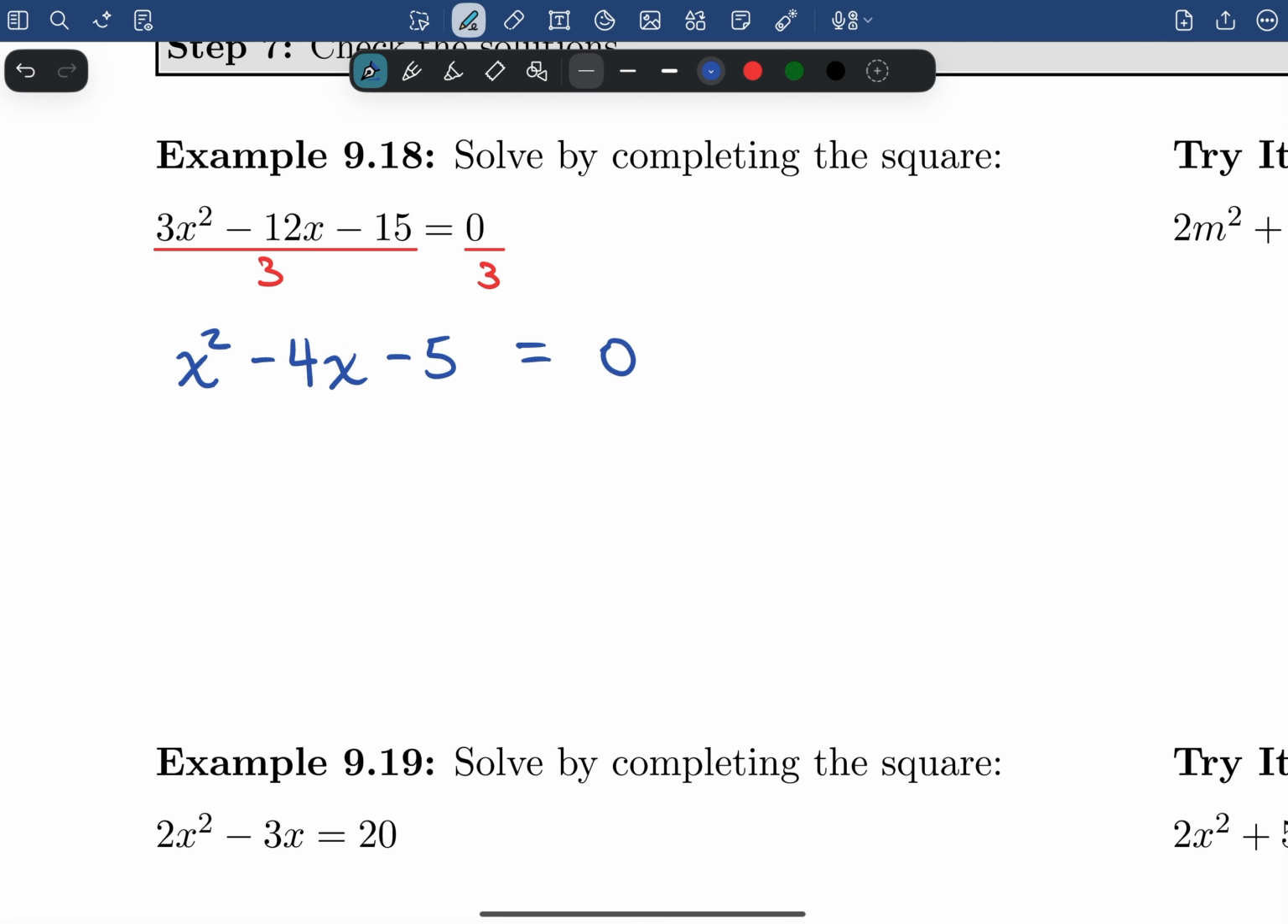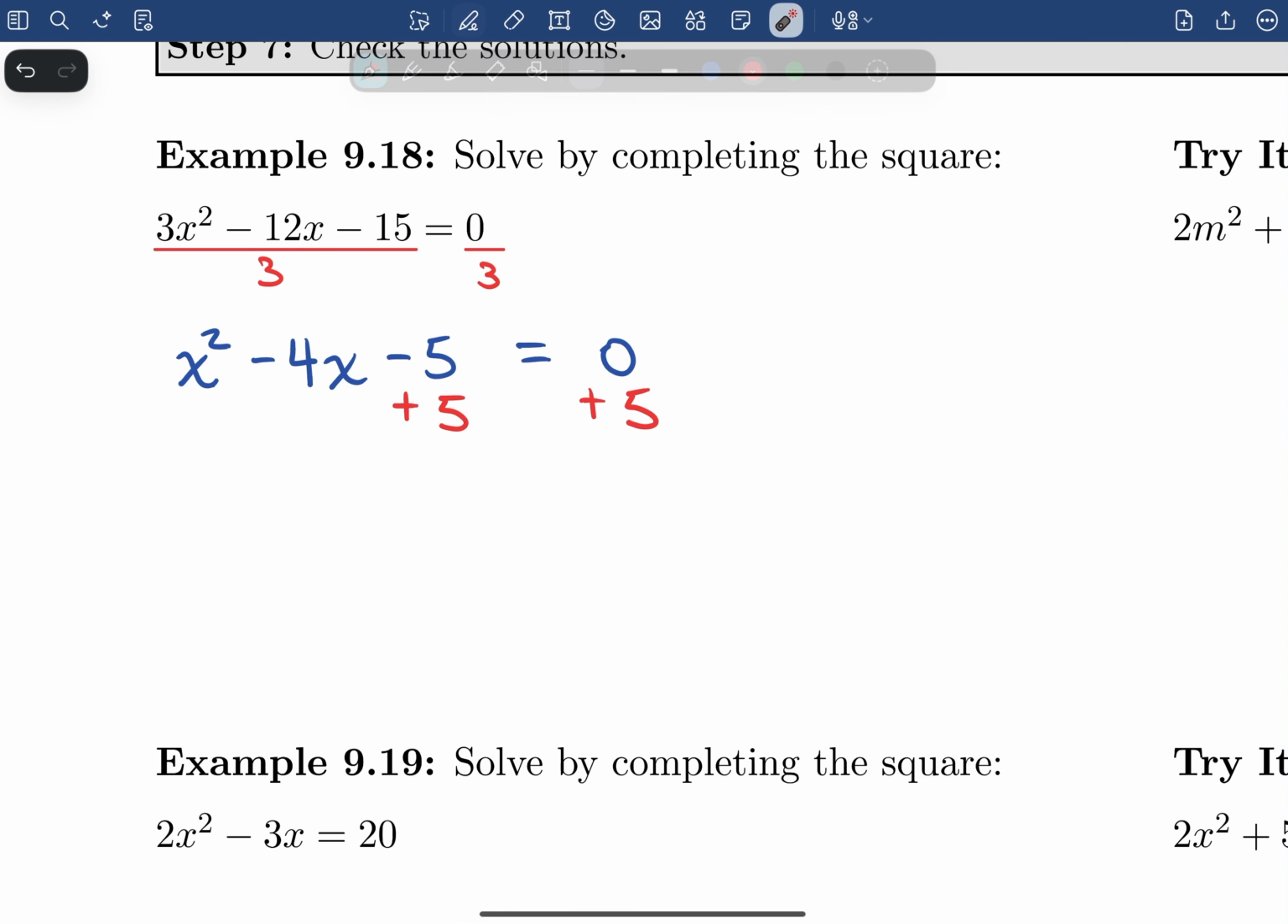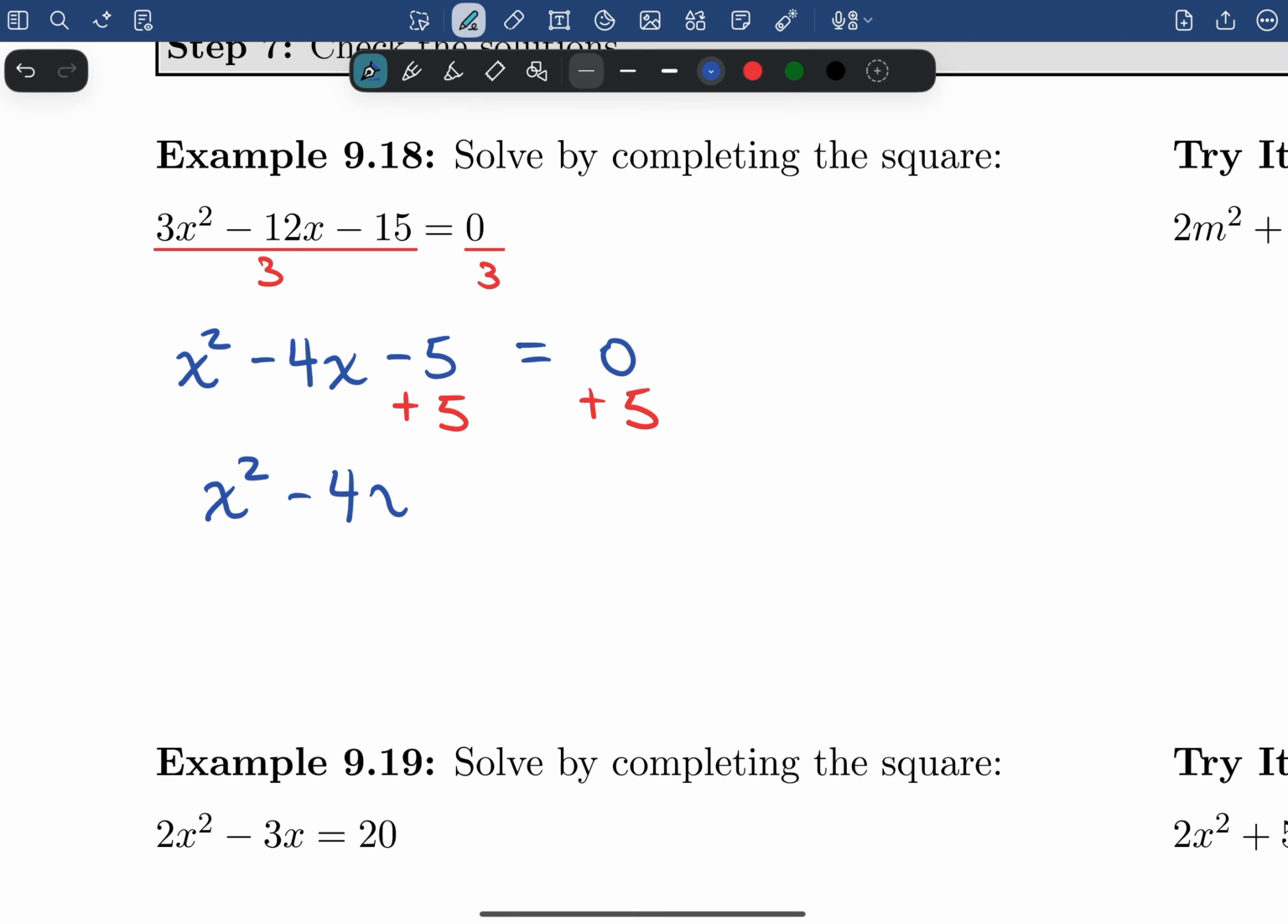Okay, but we still have to complete the square. So before I can do that, I have to add the constant to the other side to get all my variable terms on one side of the equal sign and my constant on the other. All right, I'll rewrite this. X squared minus 4x equals 5. I'm now ready to complete the square, so I look at the b value, it's negative 4. I take negative 4, I divide it by 2 and I square it. And negative 4 divided by 2 is negative 2, and negative 2 squared is 4.